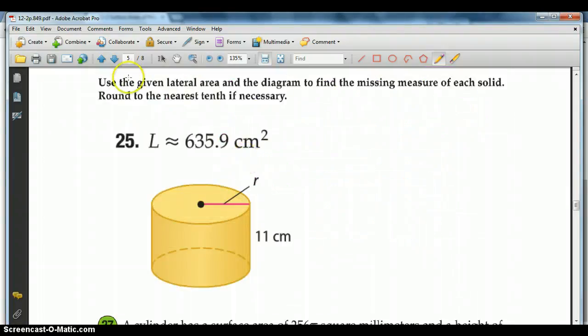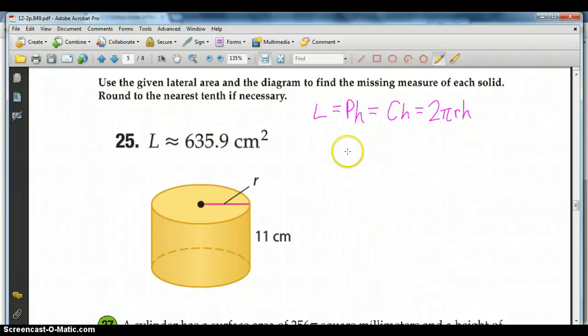For number 25, we want to use the given lateral area and the diagram to find the missing measure of each solid, round to the nearest tenth if necessary. So we are given the lateral area is 635.9 square centimeters. The height is 11, and we want to find the radius. So the first thing that we want to do is write down our formula for lateral area of a cylinder. Lateral area is always perimeter times height. Perimeter of a circle is its circumference, and the circumference can be given by the formula 2 pi r.